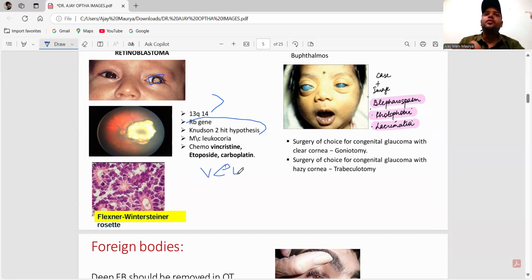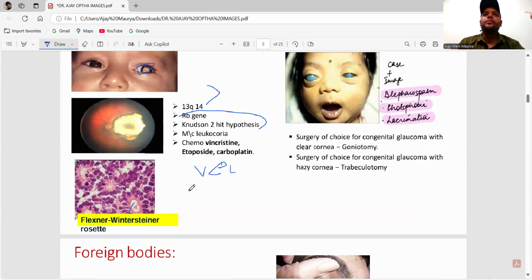VEC is the vincristine, etoposide, and carboplatin, not the cisplatin. Not the cisplatin, it is the carboplatin. Please remember this one. We'll see the Flexner-Wintersteiner bodies, the rosette shape.